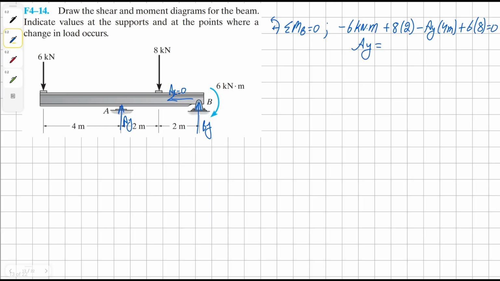For Ay, we get our solution as 14.5 kilonewton. Now we can sum the forces in y direction in order to find our solution for reaction at B. So we're going to have positive By, positive 14.5 kilonewton, negative 8 plus 6, so that's 14, all equals to 0. Solving for By, we get our solution as 0.5 kilonewton.